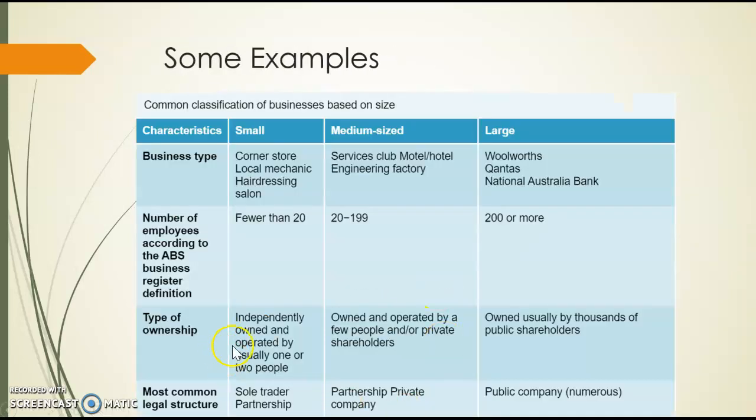So types of ownership. So again, if you look at small businesses, they are independently owned and operated by usually 1 or 2 people. Okay. Medium-sized businesses will be operated by a few people and a private shareholder or private shareholders. Okay. Large businesses are usually owned by thousands of public shareholders. So they offer shares in the market, people buy them, and they are termed as the owners of the business.